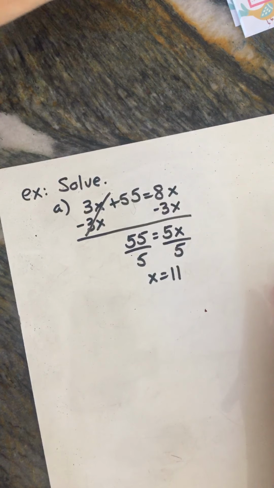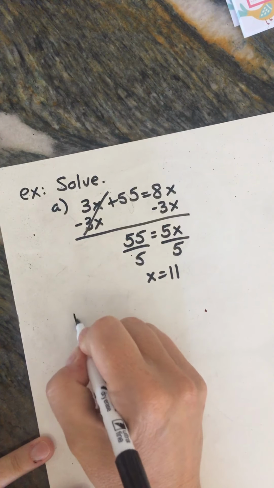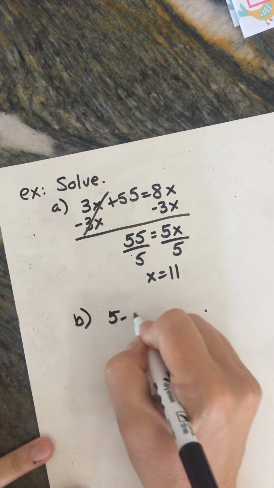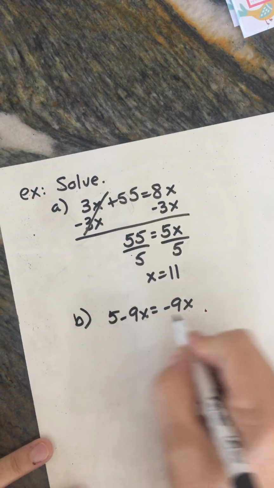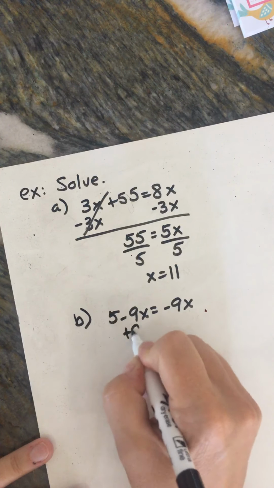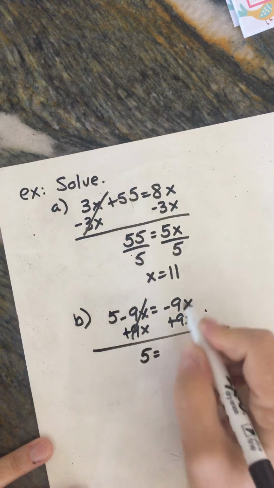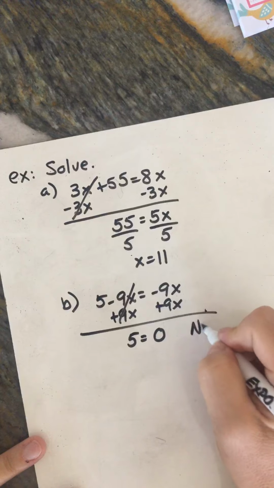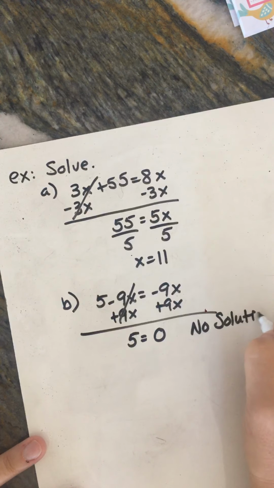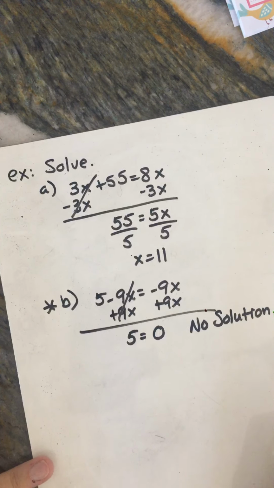Okay, now you could have something funny where you get, let's call this example B. 5 minus 9x equals negative 9x. Again, variable term on both sides, so let's combine them this way. And I get 5 equals negative 9x plus 9x is 0. When is 5 equal to 0? Never. So we write no solution for this one. So that is an example that is an unusual example.